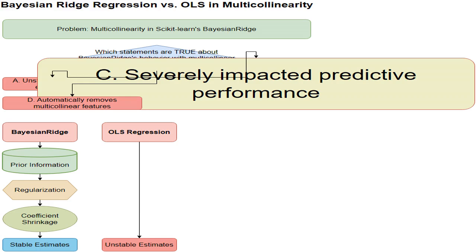Here, we're considering whether highly correlated features significantly reduce the accuracy of BayesianRidge's predictions. While some negative impact is possible, it's unlikely to be severe. BayesianRidge, with its regularization, handles multicollinearity better than OLS, meaning its predictive performance is less likely to suffer a dramatic drop.